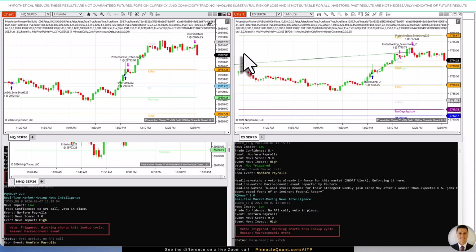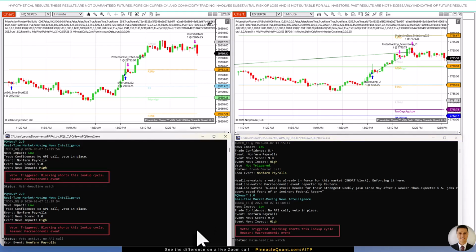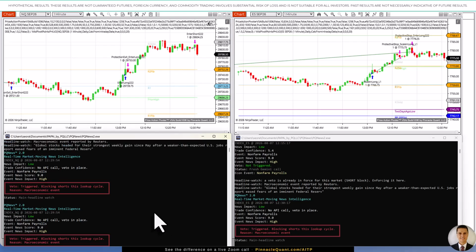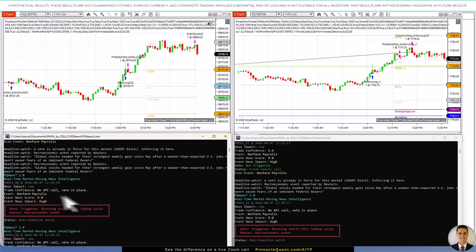We just got news. You saw it live. We got a veto block. Who is this? This is a block. Let me read why. So this is on the SPOOs. We are blocking shorts on the SPOOs, you guys. In fact, wow. What is this? NQ also got the blocking, but that was right afterwards, you guys.